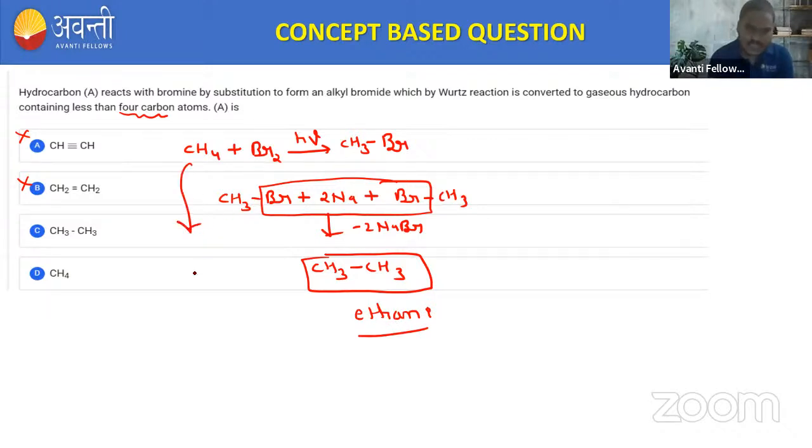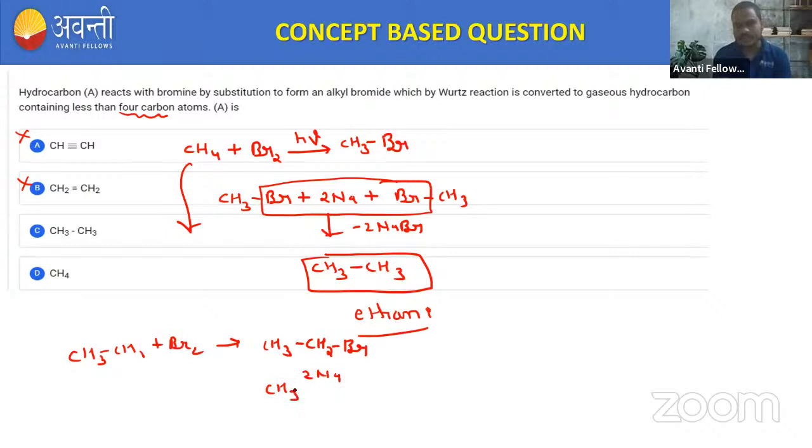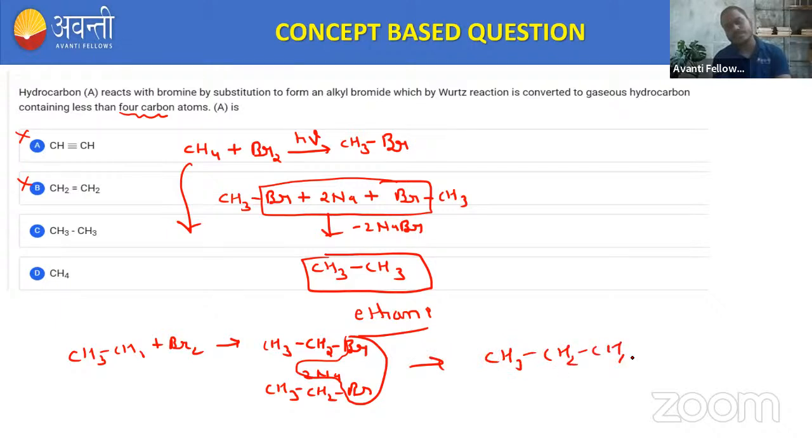If you take CH3 and CH3 instead of CH4 and react with Br2, what would you get? CH3CH2Br. Now when they undergo Wurtz reaction, what do you get? CH3CH2Br, so 2 NaBr comes out as the byproduct. So you'll get butane, that is CH3CH2CH2CH3. But in this question it is clearly mentioned that you have to convert to a gaseous hydrocarbon containing less than 4 carbon. So this has 4 carbon, that is why we did not take this.